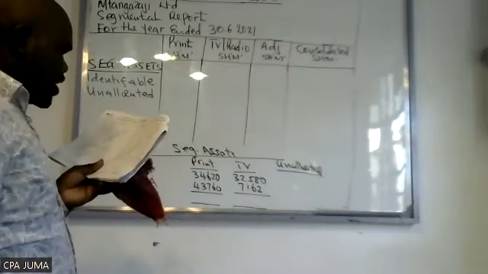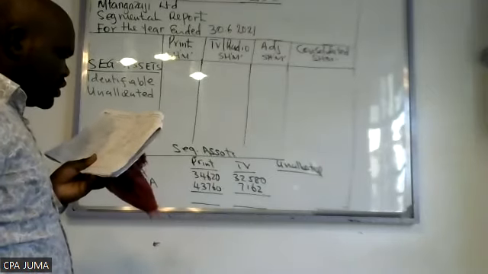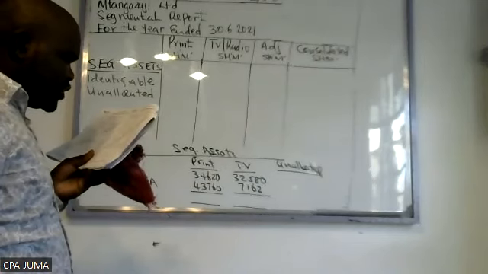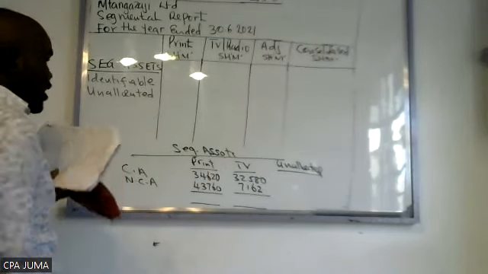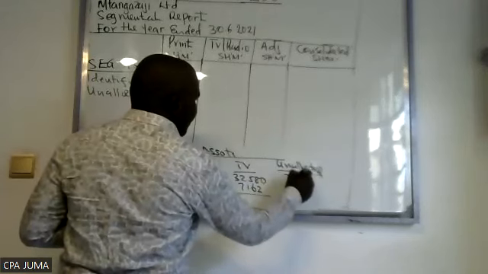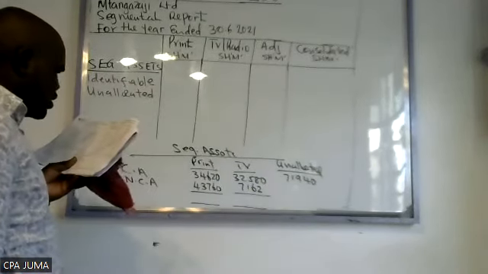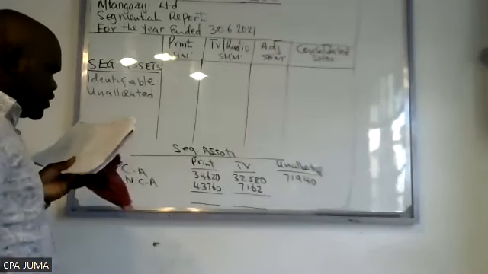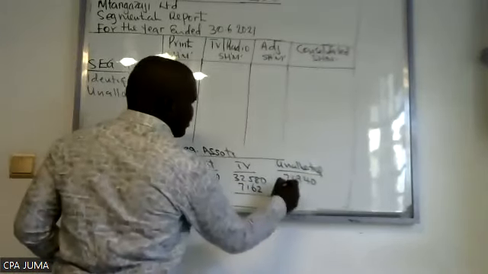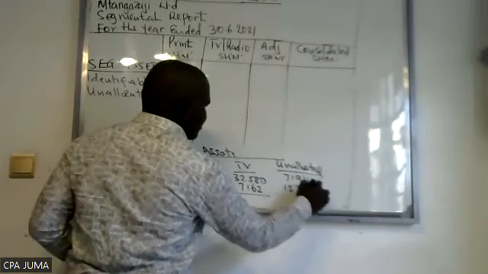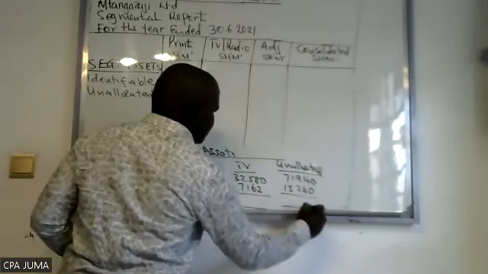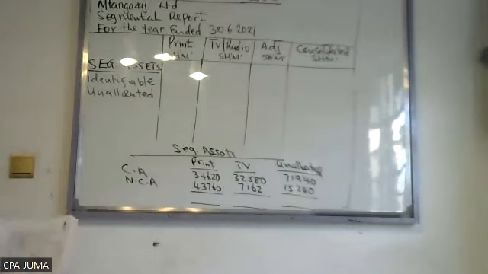So current, non-current, unallocated. Unallocated under current is 71,940. Then non-current is 15,040. Correct. So can you give me the three answers?